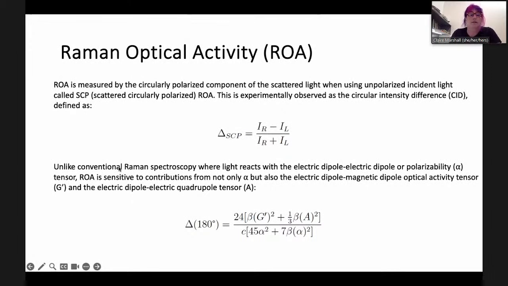Now, unlike conventional Raman spectroscopy or Stokes Raman scattering, the light interacts with the electric dipole polarizability tensor. This is a second-rank tensor. Some people refer to it as the Raman tensor, and some people refer to it as the polarizability tensor.